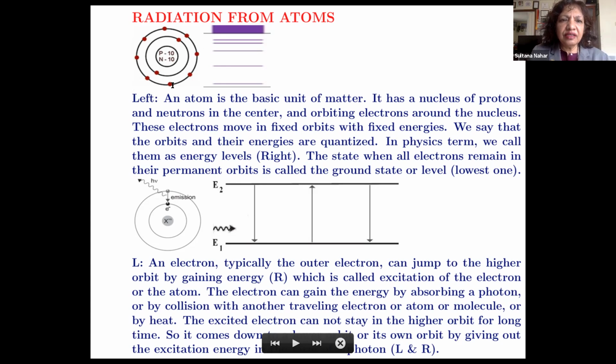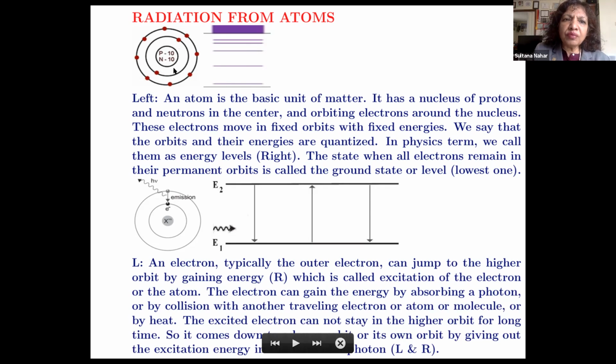These orbits are fixed. They have fixed energy. Electrons cannot be in between them. So that is why we call them orbits, and the energies are quantized. In physics, we call them energy levels. So for example, when all these electrons are orbiting in their own permanent orbit, then we call it the ground state or the ground level, the lowest energy.